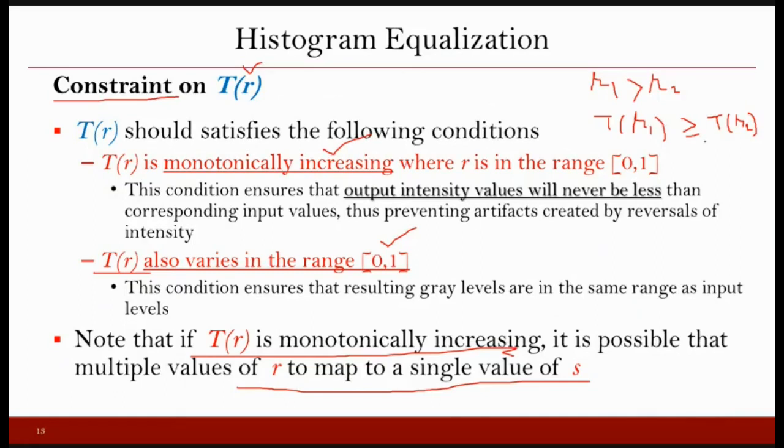So if you just remove this equal sign from here, then it becomes a strictly increasing function. In that case, you will have one-to-one mapping. But in this particular case, since this is just a monotonically increasing function, we may have multiple r's mapping to the same s.